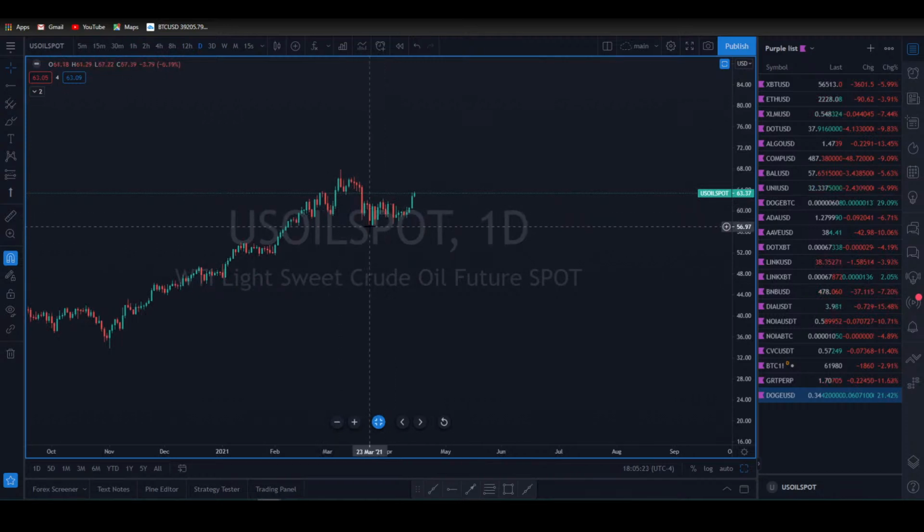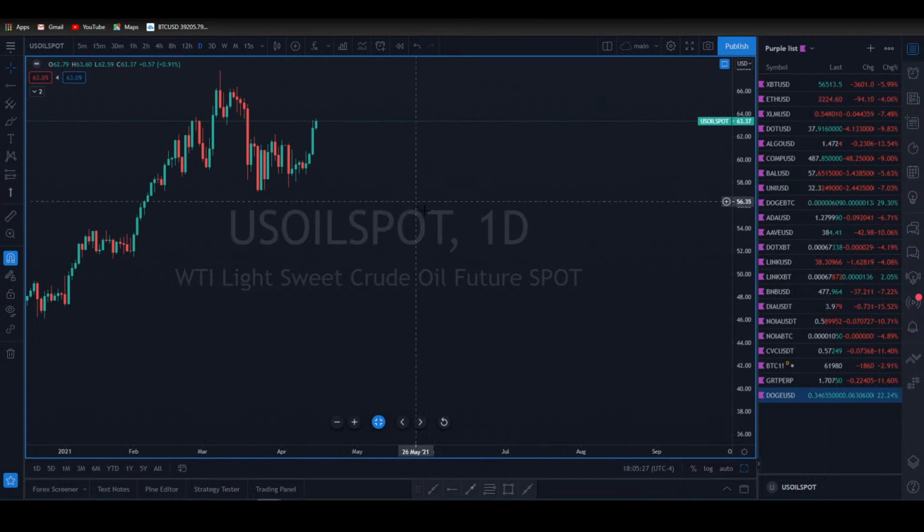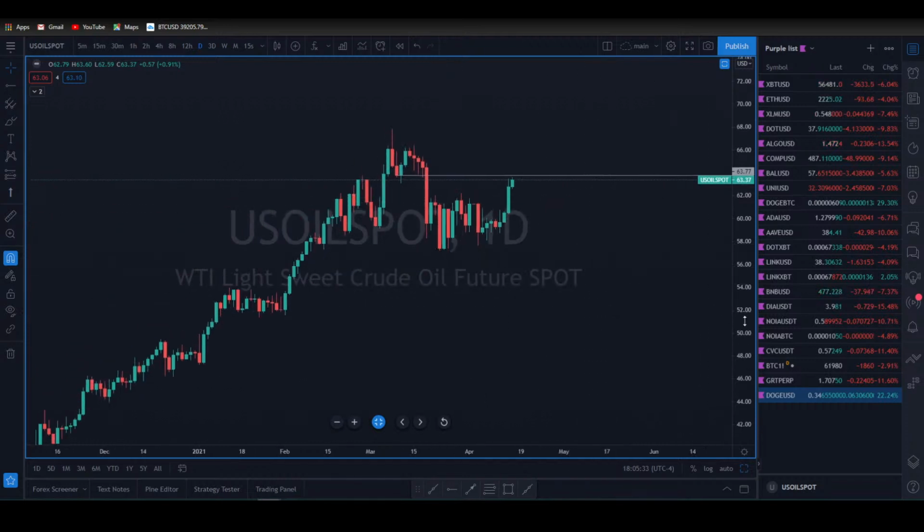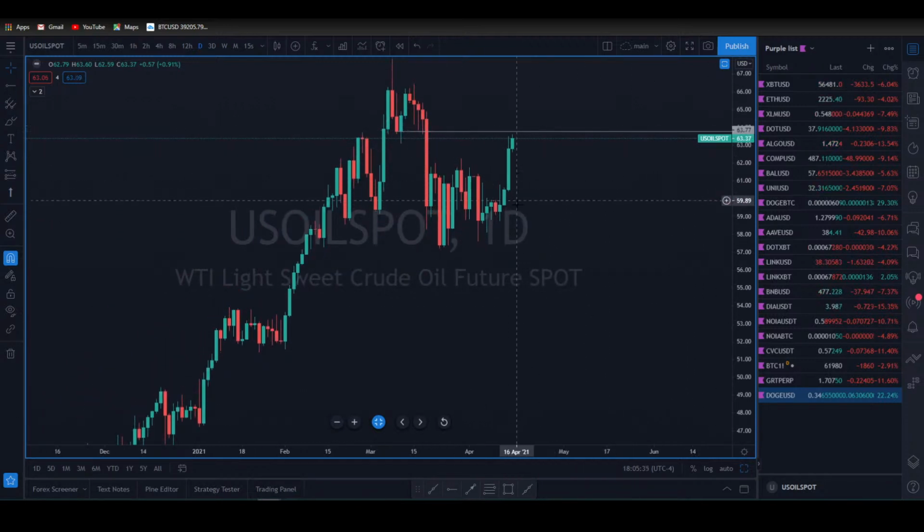You came down, you made a new support, and then you consolidated for a long time. You're breaking out of that consolidation right now, and you're coming into resistance. So it is bullish overall. It's positioned to the upside, right? This is going to be your first resistance area at 63.77.